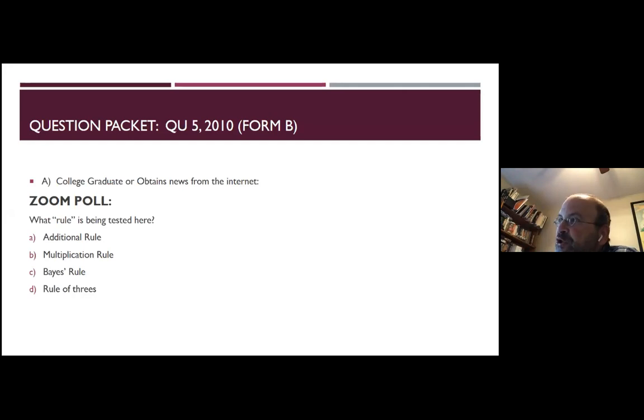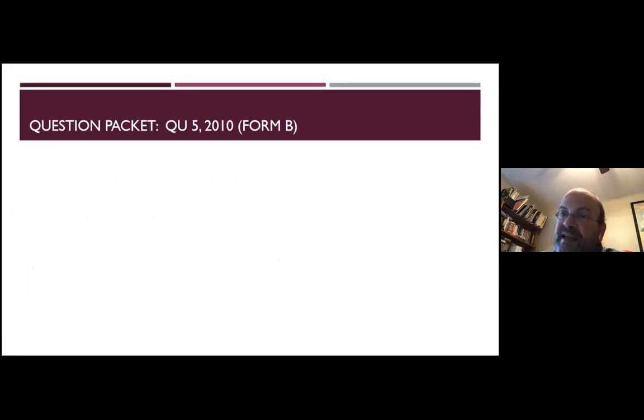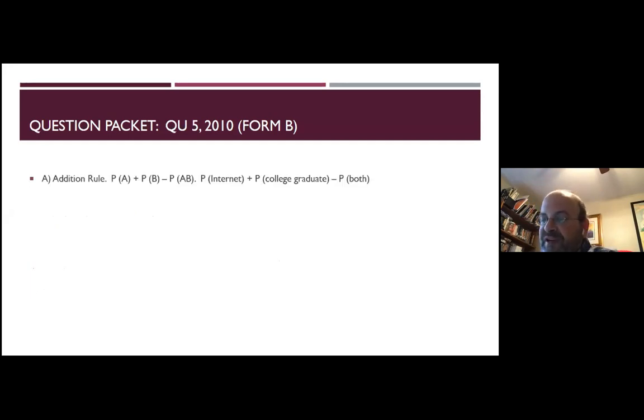And sure enough, this is the addition rule for non-mutually exclusive probabilities. We usually just call that the addition rule. So great job, those of you that picked it. Let's take a look at all the different probability concepts that came up in this AP problem. Part A was the addition rule. The probability of college graduate or internet would be the probability of A plus probability of B minus the probability of both. And I've done that math here.